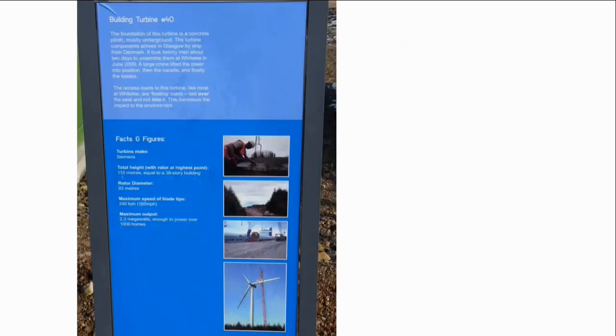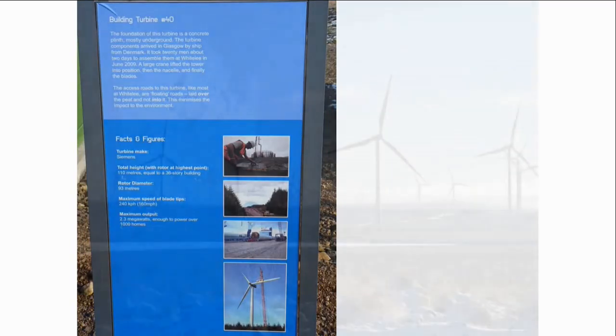So here's some facts and figures on a turbine. I put this picture up at Whiteley Wind Farm. It says the total height is 110 metres, the rotor diameter is 93 metres, the maximum speed of a blade tip is 240 kilometres per hour, that's 160 miles per hour, and the maximum output is 2.3 megawatts, enough to power over 1,000 homes. So that's pretty good, and you can see the pictures there, they're quite big structures.